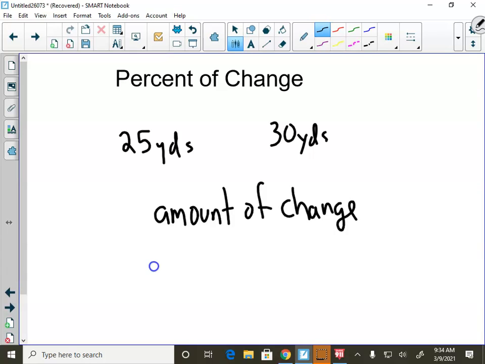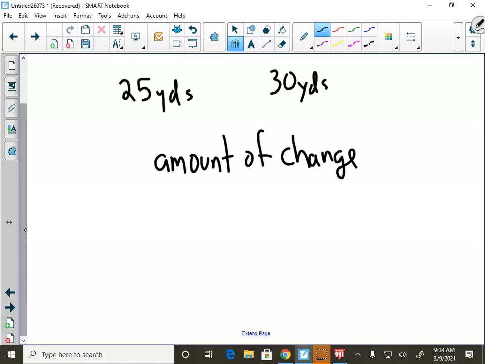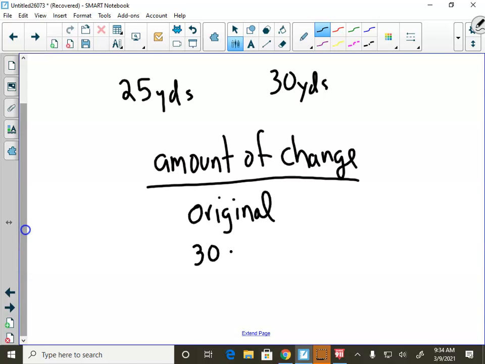In this case, the original distance that Tommy kicked the soccer ball was 25 yards. The new distance is 30 yards, so clearly this is an increase. So we're going to look for his percent of increase. And like I said, the amount of change is really how much change there is. So our amount of change divided by the original amount. Like, how much did it start off as? So our amount of change we're going to get by doing 30 minus 25, and we're going to divide it by the original number, which in this case is 25 yards. And that is going to be equal to our percent.